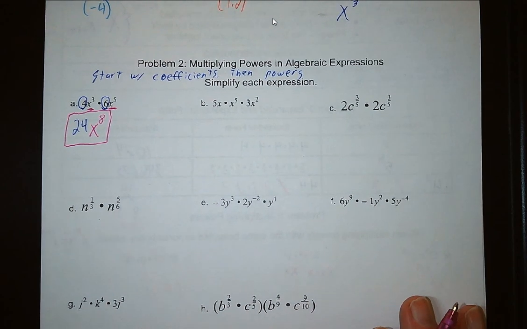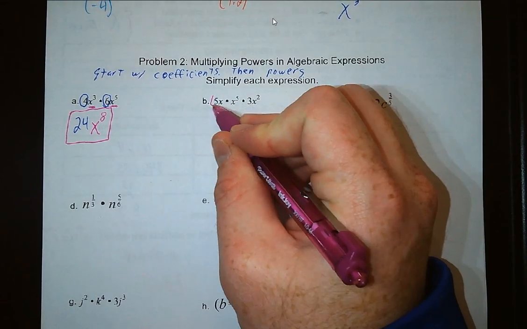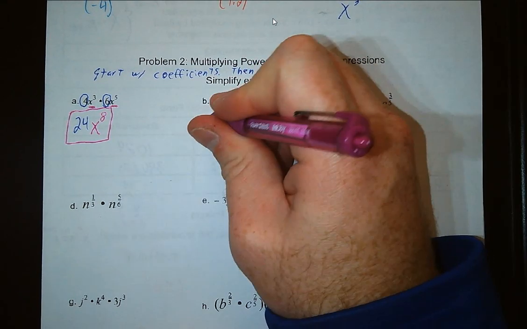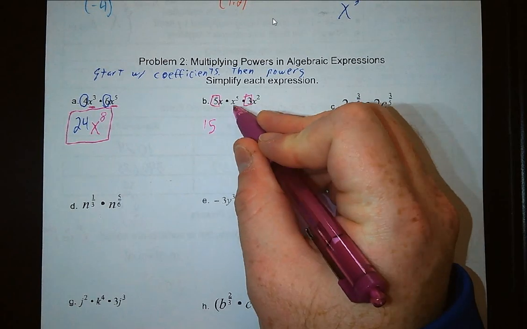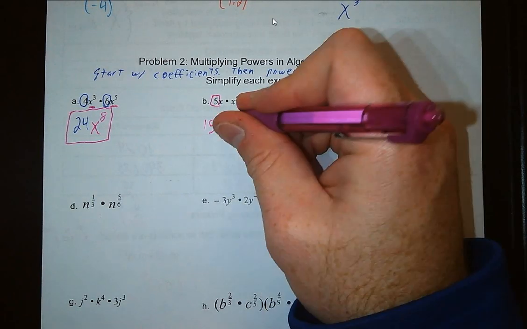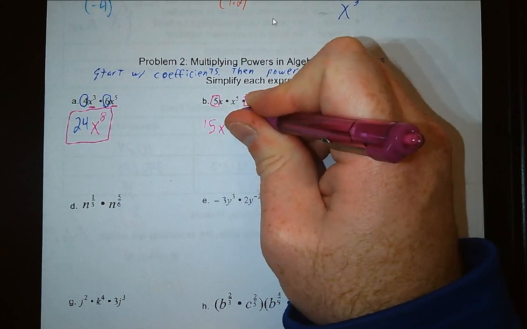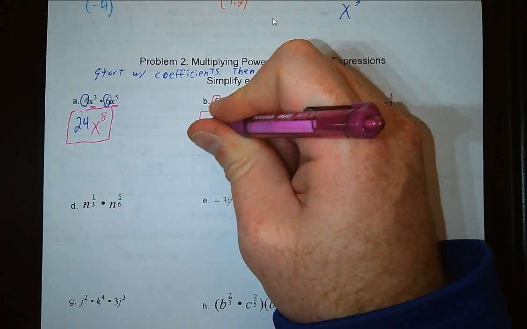All right, letter B, we've got 3 different terms here, but we still have one coefficient, another coefficient. 5 times 3 is 15. We have 1x plus 5x's plus 2x's. That's going to be x to the eighth power. So it's 15x to the eighth power.